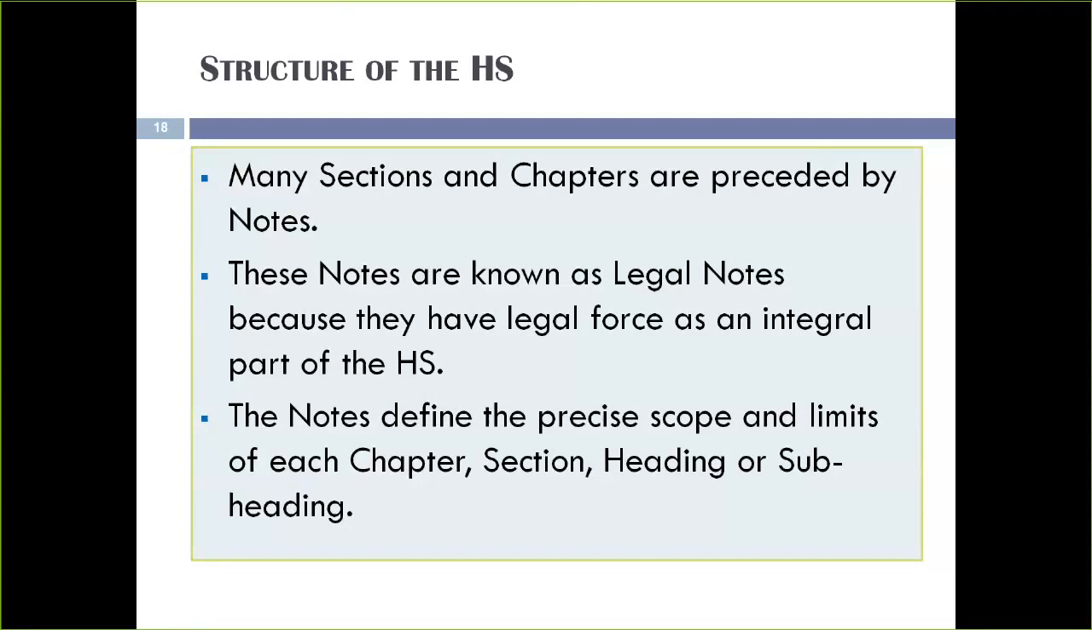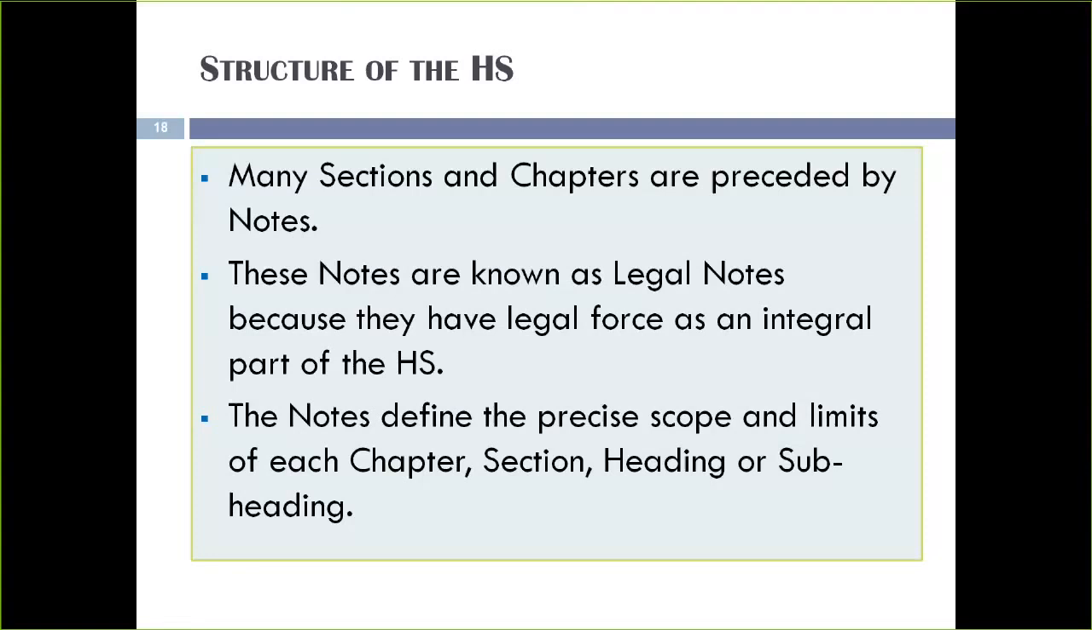Now I will not spend more time on the breakdown of those, but it's important to mention that many sections and chapters are preceded by notes. It's important to know that. These notes are known as legal notes because they have legal force as an integral part of the HS. So you must pay attention to the notes.